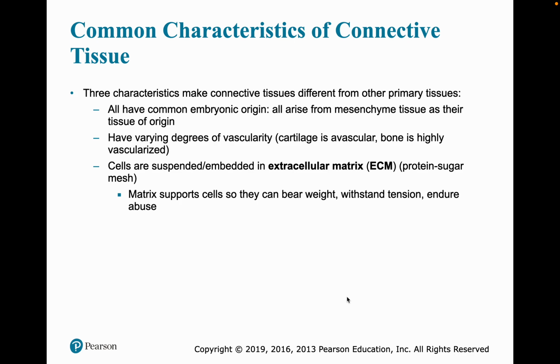Connective tissues have a varying degree of vascularity. Remember, epithelium was avascular. Well, some connective tissue is avascular. Others are highly vascularized. The real defining feature, I think, of connective tissue is that the cells are embedded or suspended in what we call an extracellular matrix. It's a protein sugar mesh. That matrix supports the cells, and depending on the different types of connective tissues we have, that can be a weight-bearing matrix, a tension-bearing matrix, or a liquid matrix in the case of blood.